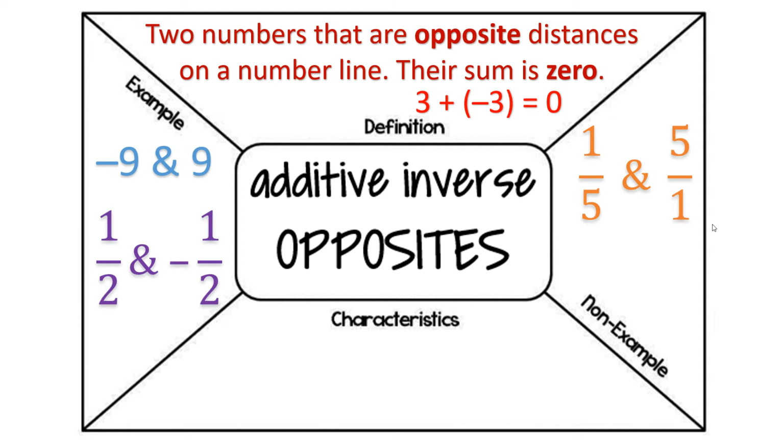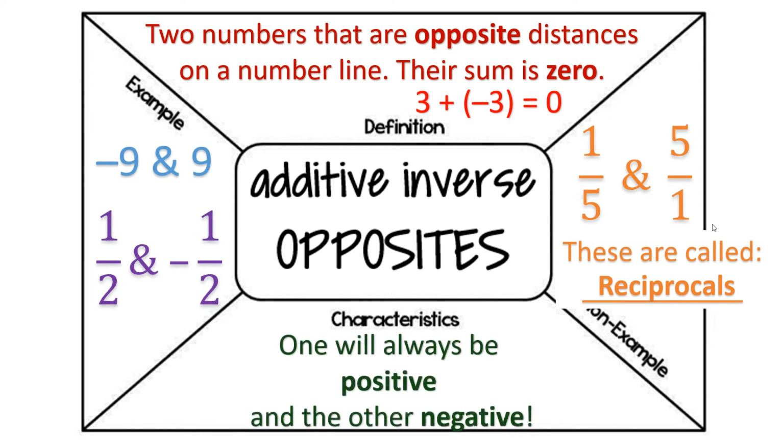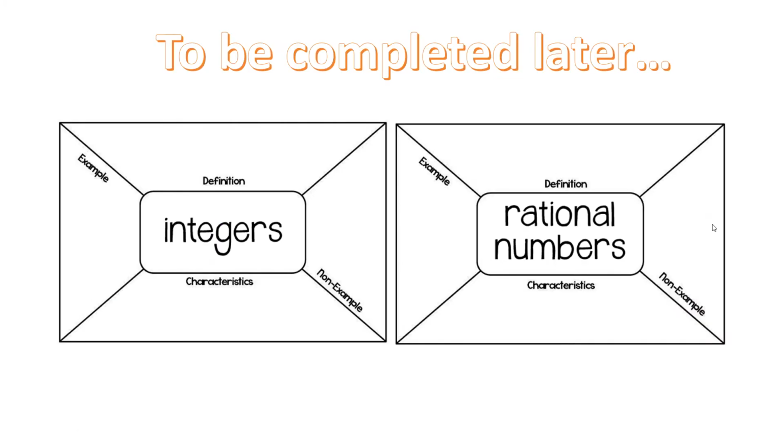These are not additive inverses or opposites, but they are called reciprocals. And the characteristics are that one will always be positive and the other will be negative. So they'll be the same number, but one will have a positive and one will have a negative sign. And the other vocab will be completed in a future lesson.